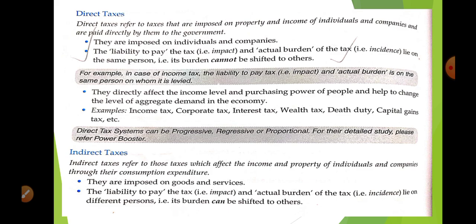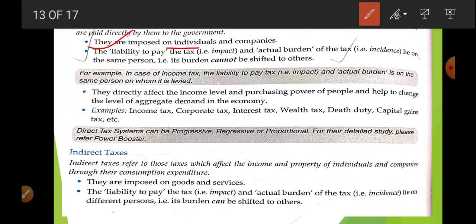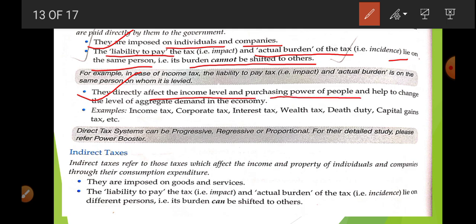It means that the payment of the tax is done by the same person, and the burden of the tax is also borne by the same person. This type of tax is considered a direct tax. The most common examples are income tax, corporate tax, and wealth tax. They are imposed on an individual or company. The liability to pay the tax, the actual burden of the tax, lies on the same person. Its burden cannot be shifted to others. They directly affect the income level and purchasing power of the people, and help to change the level of aggregate demand in the economy.